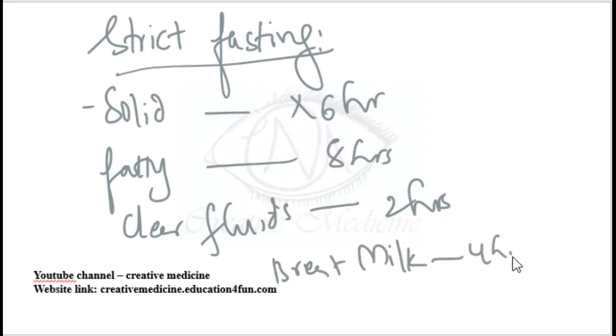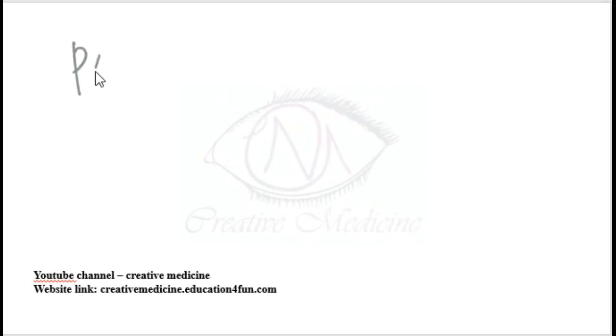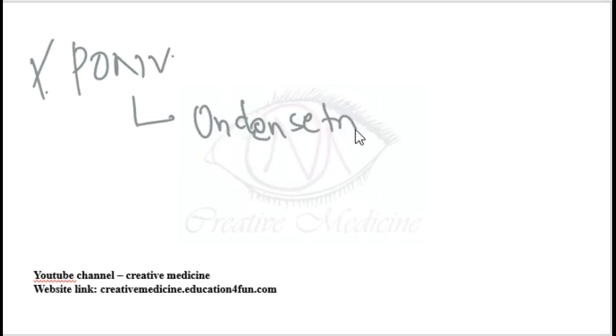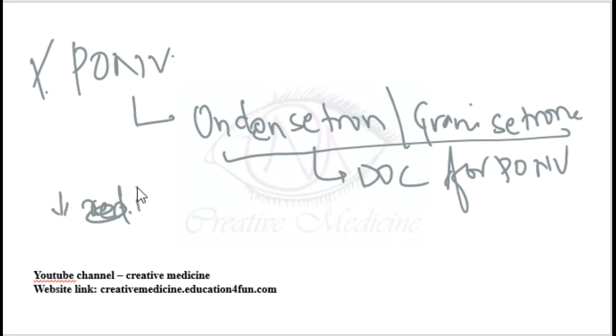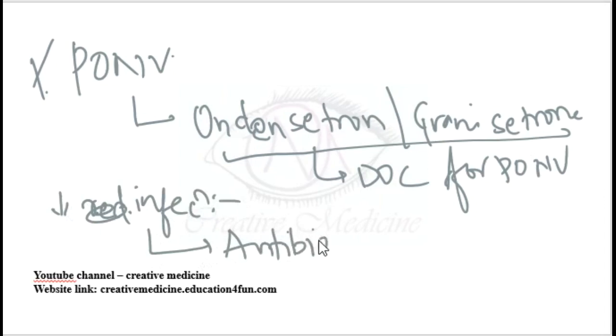Goal 4, to prevent post-operative nausea and vomiting. Drugs like ondansetron and granisetron can be given. Ondansetron or granisetron is the antiemetic of choice for post-operative nausea and vomiting. These are used in high-risk cases. Goal 5, to reduce infection. Antibiotics can be used, at least 30 to 60 minutes before the skin incision.